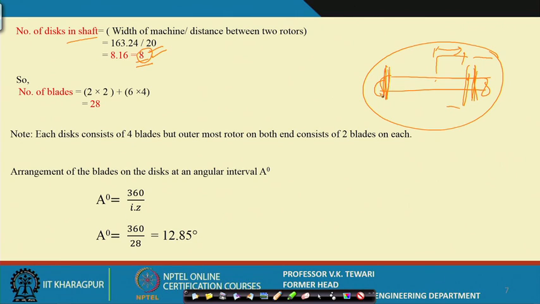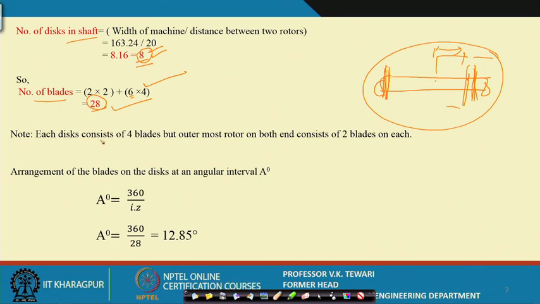So, keeping that in view, we can have a look at this: out of the 8 discs, 2 discs will have 2 blades each and 6 discs will have 4 blades each. So, 2 into 2 is 4, and 6 into 4 is 24. That is 28. So, the total number of blades will be 28.